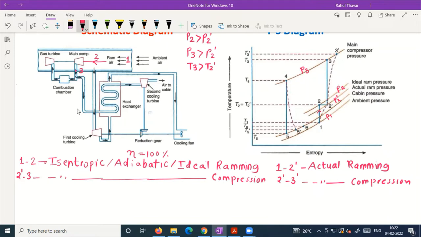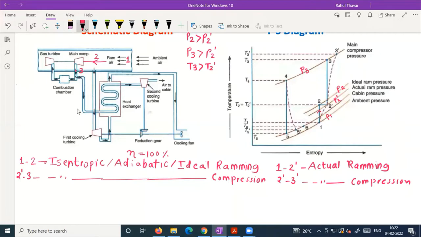Some portion of the compressed air is supplied to the combustion chamber where heat is added. Then it is further supplied to the gas turbine where that air gets expanded. And when the air expands, obviously, what happens? The power gets produced, and whatever power is produced is utilized to run the compressor. And then the compressor starts operating.